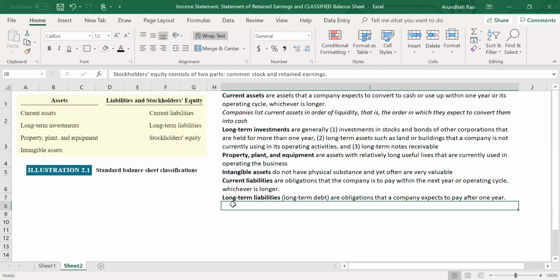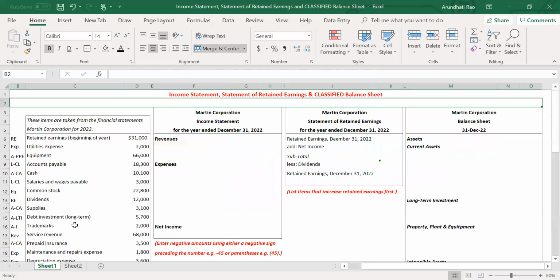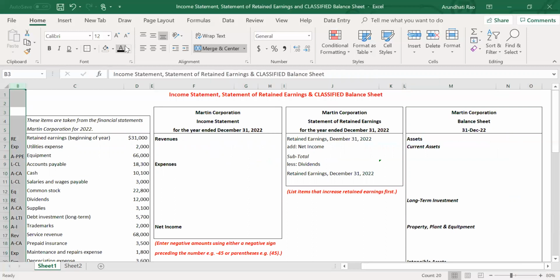Stockholders equity, we already know, has only two parts. It's common stock and retained earnings. So now that we've reviewed what a classified balance sheet should look like, let's take a look at the problem. The problem tells us that Martin Corporation for the year 2022 has the following information, and we'll get to this in a second here.